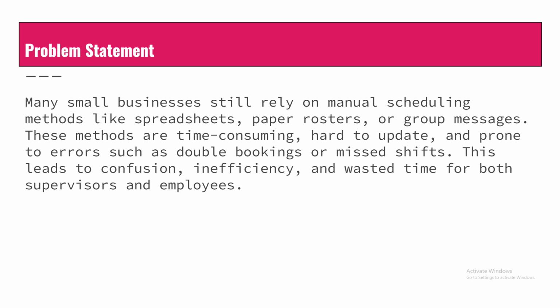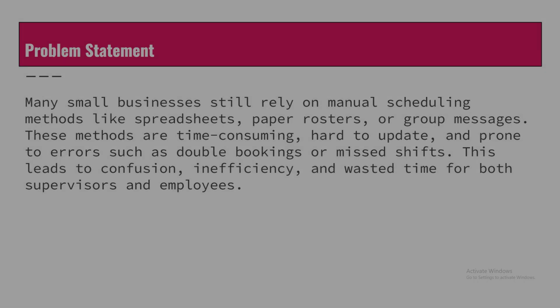Now, the problem statement. Many small businesses still rely on manual scheduling methods like spreadsheets, paper rosters, or group messages. These methods are time-consuming, hard to update, and prone to errors such as double bookings or missed shifts. This leads to confusion, inefficiency, and wasted time for both supervisors and employees.